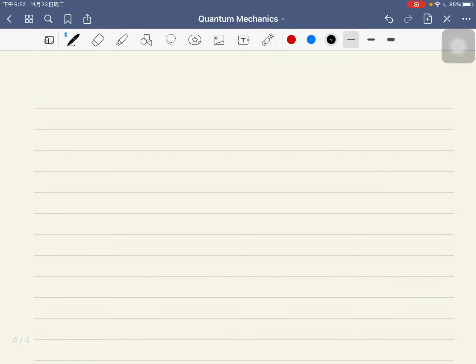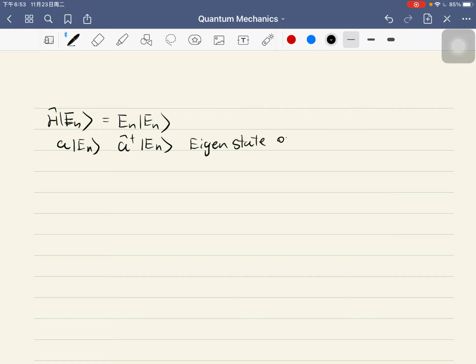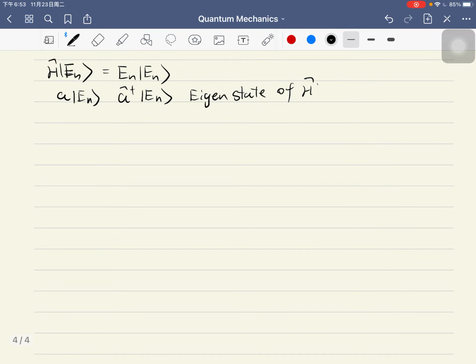Then let's solve the eigenvalue problems. First of all, we assume |E_n> is an eigenstate with the eigenvalue E_n. Here is our assertion: the operator A acting on |E_n> is also an eigenstate of the Hamiltonian, and so is A dagger acting on the state |E_n>. They are all eigenstates of the Hamiltonian.